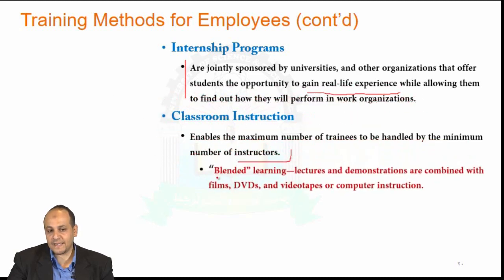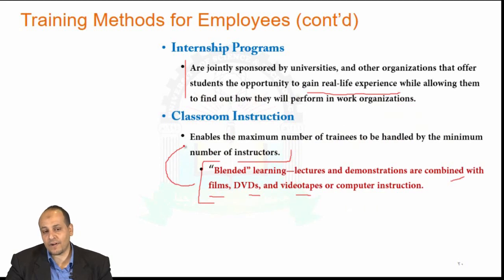So here, blended learning: lectures and demonstrations are combined with films, DVDs, videotapes or computer instructions. Whatsoever kind of means that are used in the classroom to imitate the environment of the work itself can be used here.